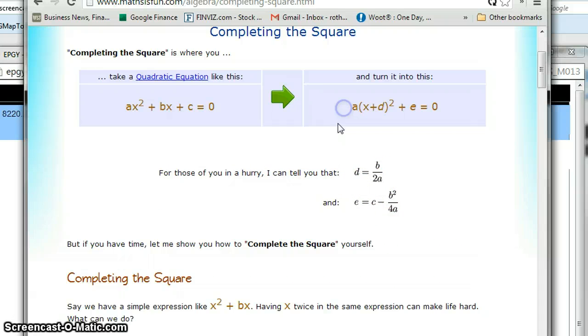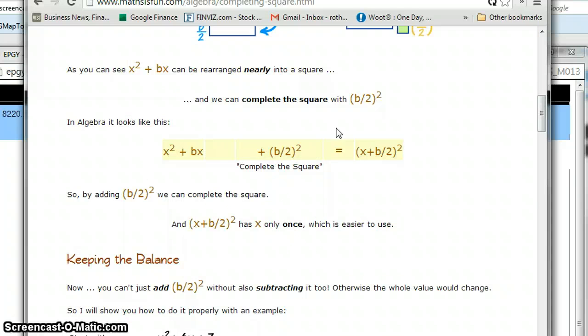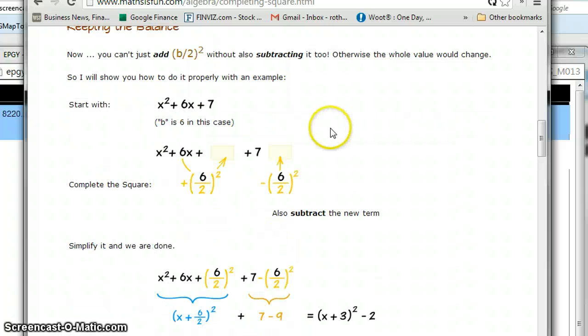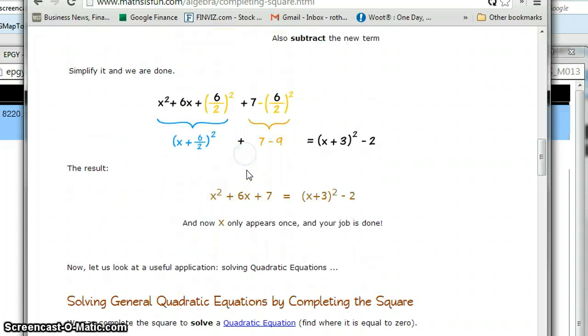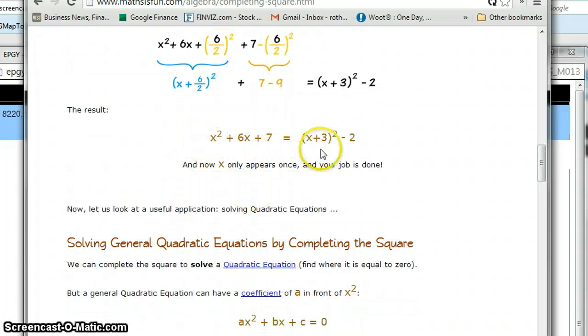Take a look at the examples down here, because they'll make sense. For this one, they have an example here. They're going to move the 7 over without even bringing it to the other side, and take 1/2 of this, square it, and subtract it. So you're doing the same thing, so that works out, and you'll get a complete square.